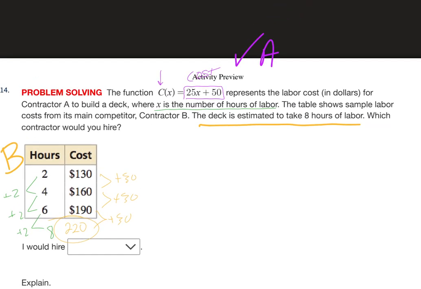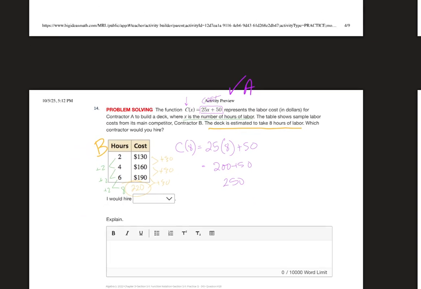Well, how about contractor A? 25, so what we're going to do is cost for 8 hours equals 25 times 8 plus 50. Well, 25 times 8, that's 200, plus 50, he costs 250. So it seems like we are going to choose contractor B.